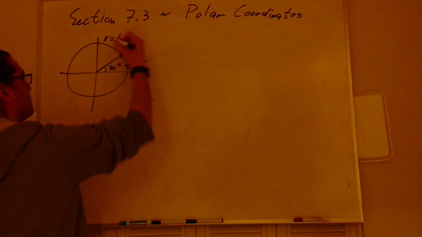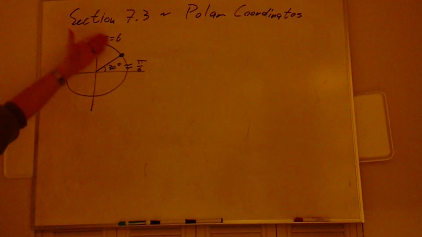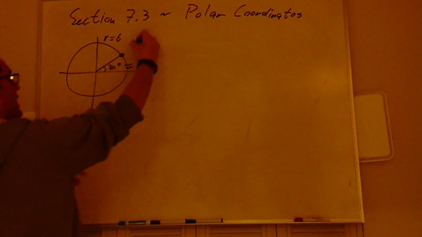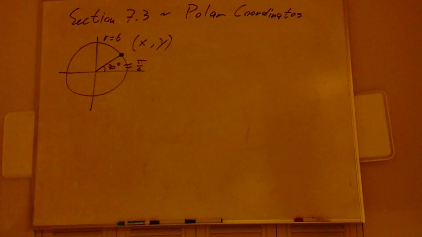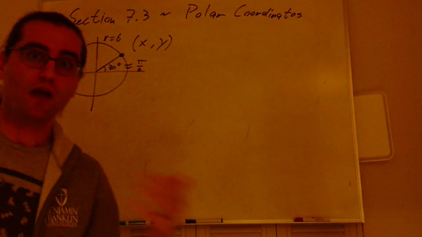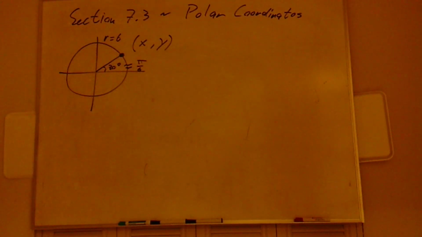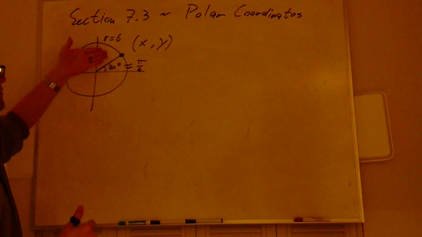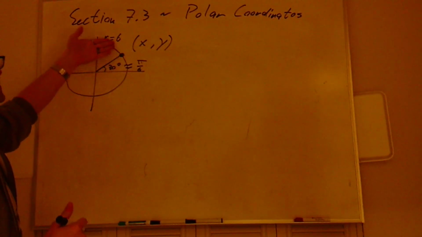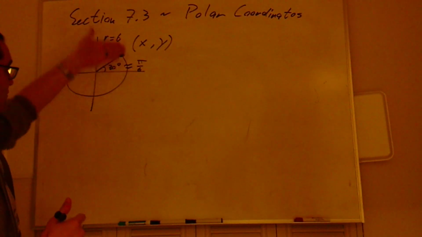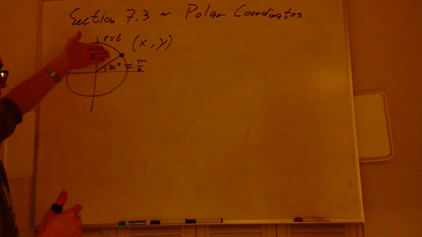This point on the circle that is 30 degrees off the x-axis on the circle of radius 6 has some coordinates. It has x and y coordinates. So the question is, what are those coordinates? That's what we're going to start with today. How do I find the coordinates if the only thing I know about this point is the radius of the circle it's on is 6 and the angle off the x-axis is 30 degrees?